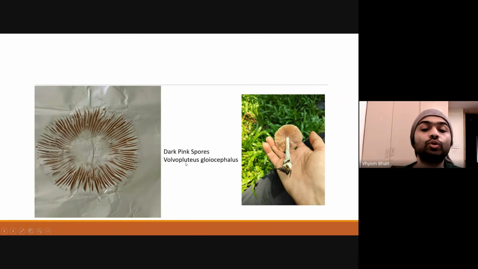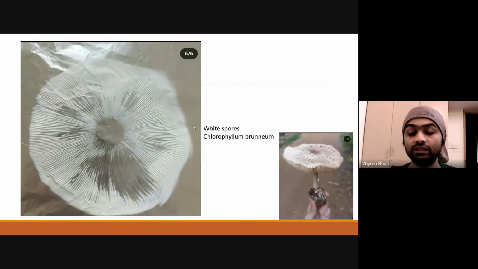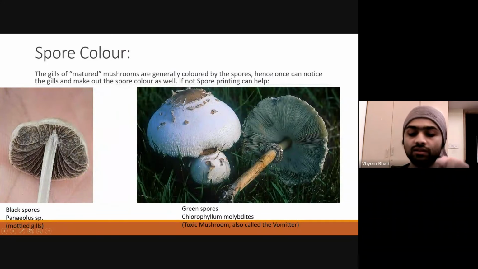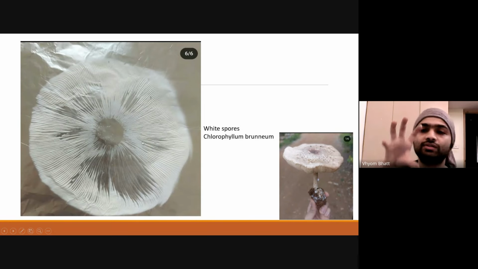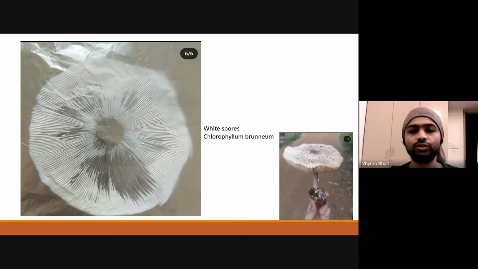Then there are the dark pink spores of Volvopluteus gloriocephalus. I've shared this mushroom 2-3 times in this presentation. See this underside, it looks dark pink. And if you print it on foil paper, you can check out the color much more clearly. Now, as we saw, Chlorophyllum molybdites has a green spore print. Chlorophyllum brunneum, which I again found near where I live in Bangalore, has a white spore print, and I printed it on foil paper. This was this big, very beautiful looking spore print. People also make spore print art. So one idea is you can get different looking mushrooms and make some spore print art. Why not?